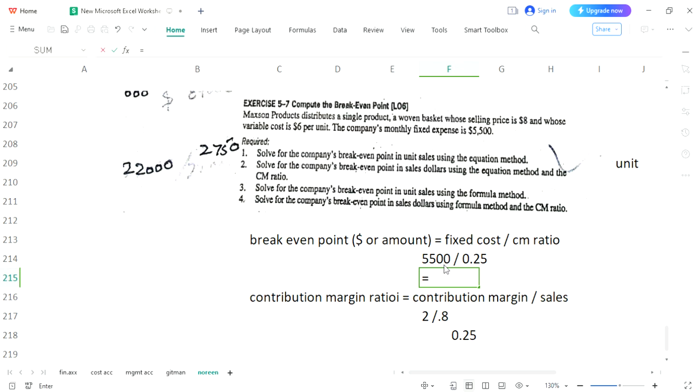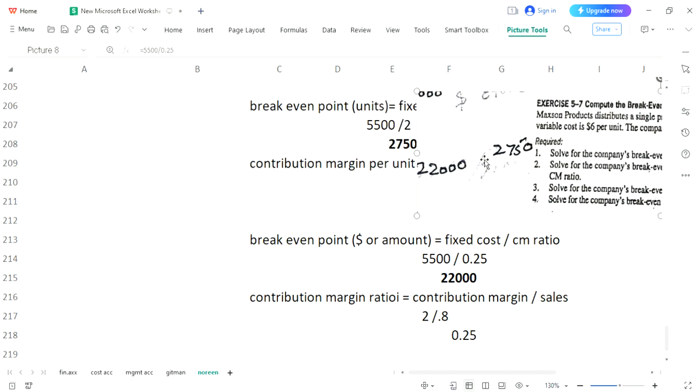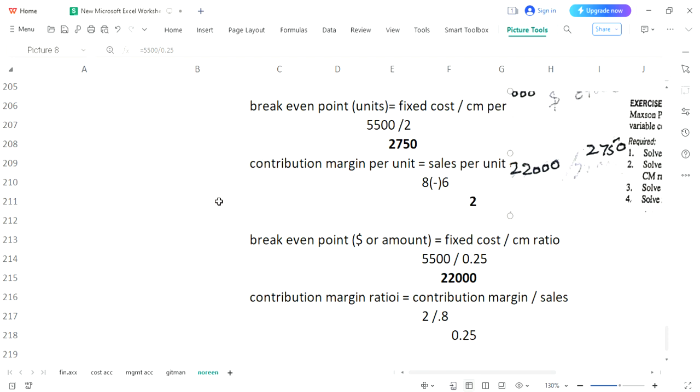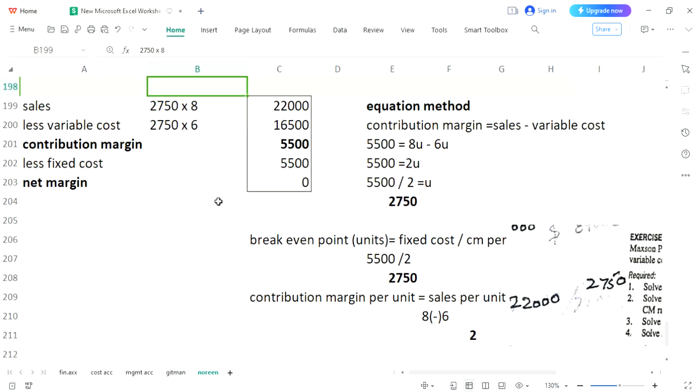Statement is completed. Now use the calculator to get the answer. 5500 divided by 0.25. So we have got our second answer as well. Now you can see that both answers are available. What you have done already, you have used an equation. First, 2750 was the answer using the equation method, and the 22,000 break-even sales point was also calculated through an equation. And right here you have used the same technique but in a different way.